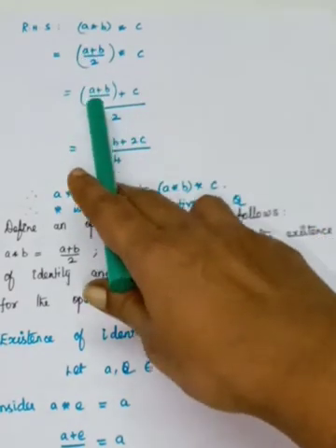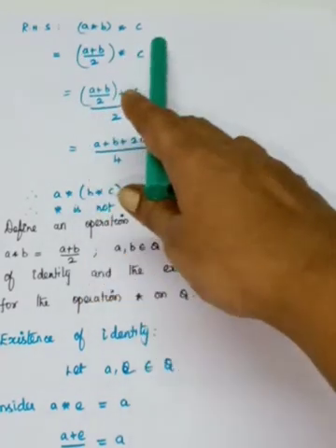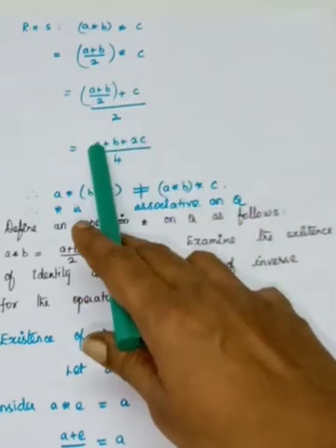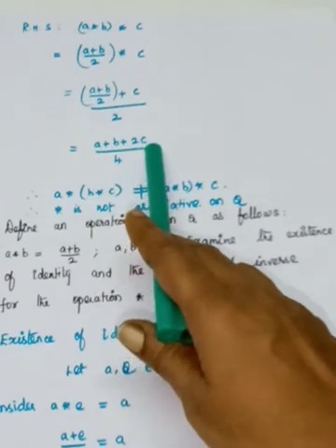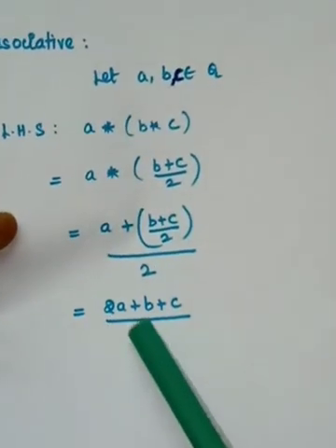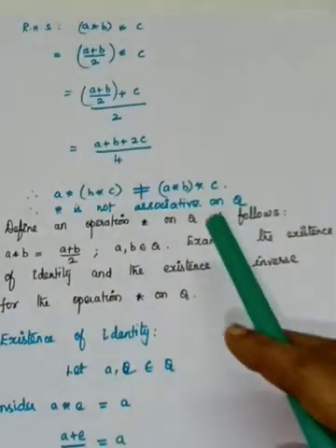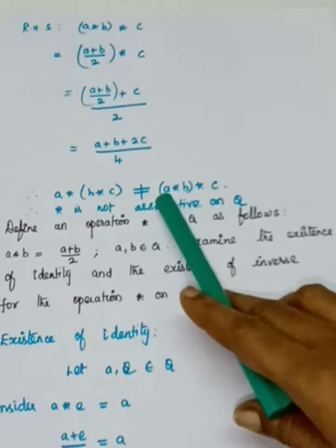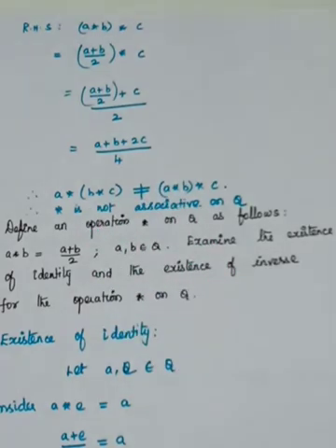So you have to write the first number plus the second number, whole divided by 2. And if you take LCM, it is (a + b + 2c)/4. You look at the left hand side. It is (2a + b + c)/4. Here it is (a + b + 2c)/4. They are not equal. So therefore the asterisk is not associative on Q.